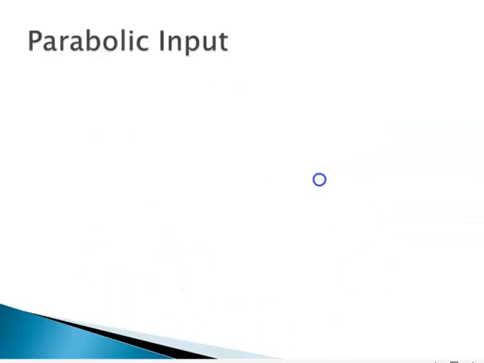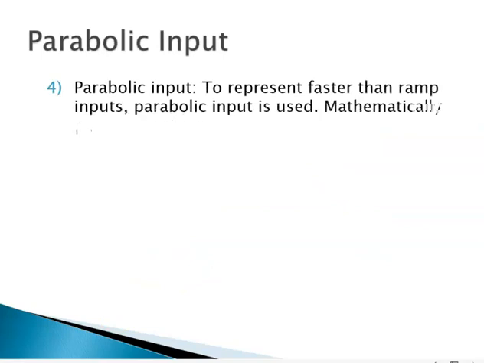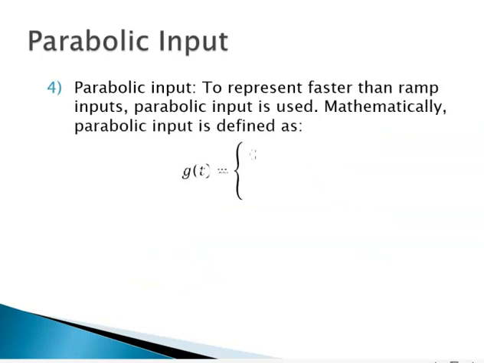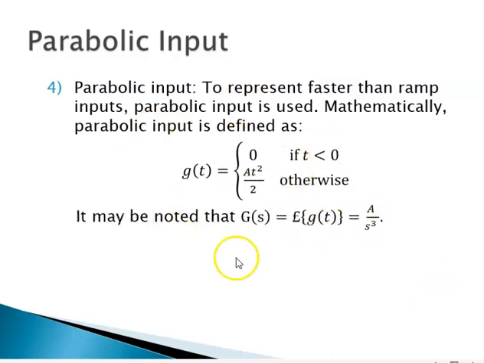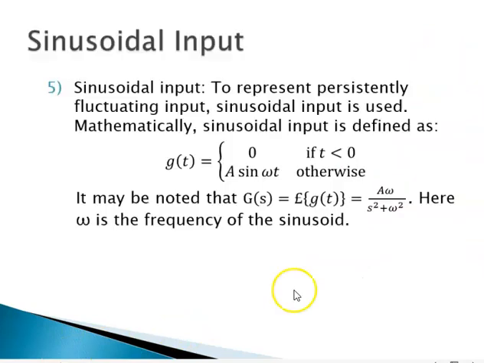To study the response of the system to much faster inputs, faster than ramp inputs, parabolic input is used. Mathematically, parabolic input you represent by A t squared over 2, and its Laplace transform is A over s cubed. And parabolic input, you can see here, is very rapidly increasing. In a very short time, it can become very large.